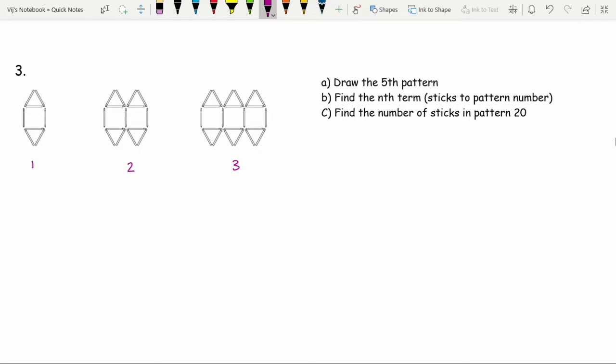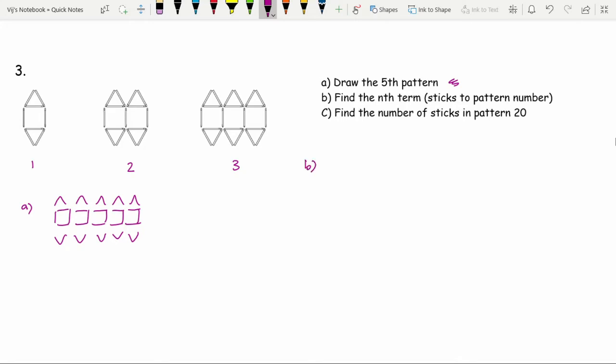So if I'm asked to draw pattern number 5, let's just colour that so you know what I'm doing. So for A, I've got to draw 5 squares. And I'm going to draw a triangle on top of each of those. So again, here we're going to look at the nth term for the number of sticks for this one. Now what I'm going to do is change this question slightly as an extension to see if we can link between the number of sticks, and we'll do one for the number of triangles that we've got here.